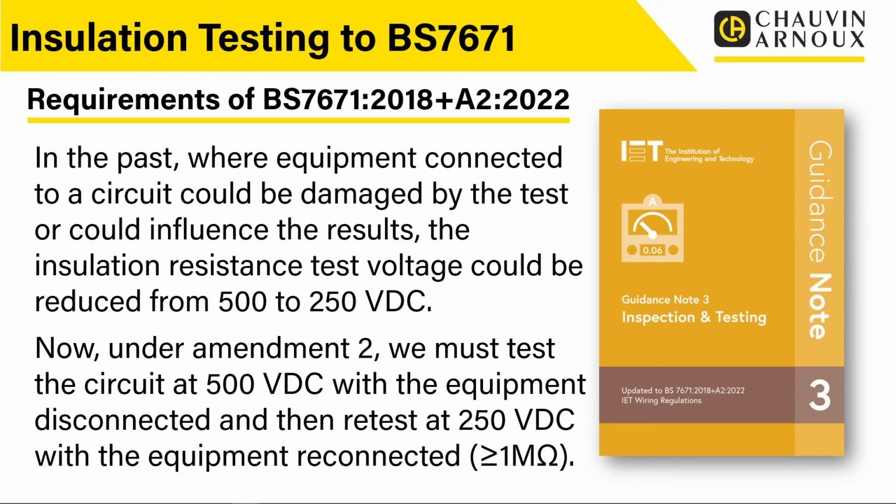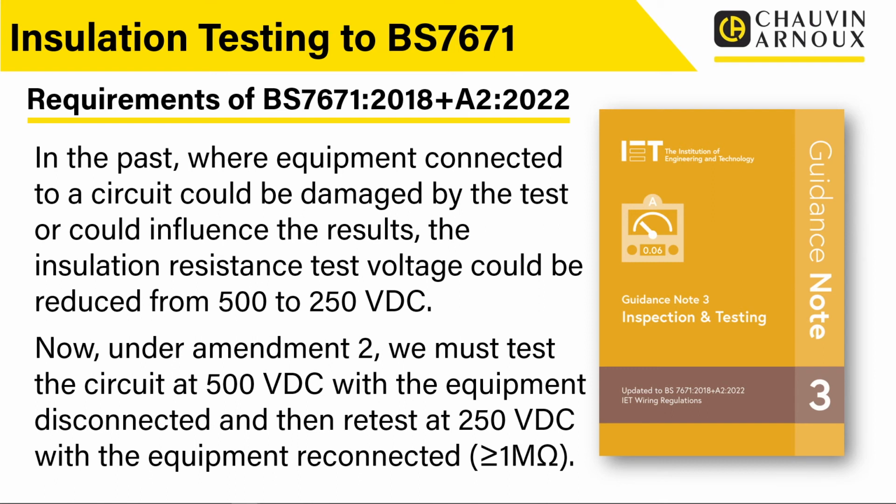In those cases, previously, the insulation resistance test voltage could be reduced from 500 volts DC to 250 volts DC. So we would drop the voltage down, and in many cases, that would remove the chance of damaging anything. Because remember, if we've got a 230 volts AC circuit, equipment connected to that is not really going to be damaged by 250 volts DC.